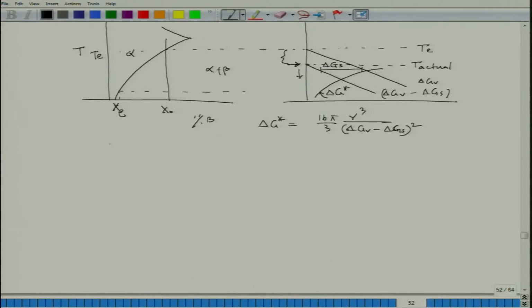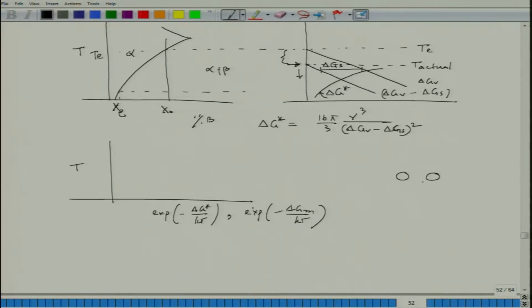So now similarly I can get the plot between exponential minus delta G star by kT as well as exponential minus delta Gm by kT. This delta Gm term comes because if we have two atoms, then when there is a jump from one atom to another atom, we are going via a barrier. This barrier is delta Gm, which can be obtained from the diffusion constant D equal to D0 exponential minus delta Gm by kT. So this is the diffusivity of the second element, that means the solute element, which is nothing but B.